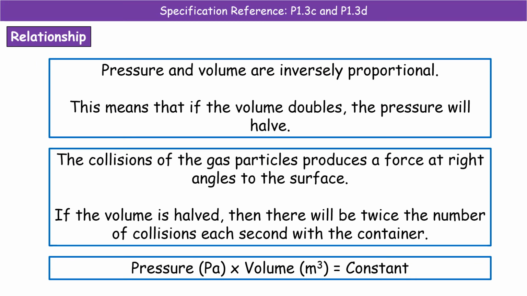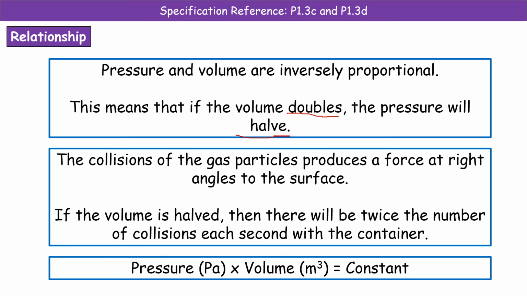We now need to consider another relationship for our pressure, which is pressure and volume. We have an inversely proportional relationship between pressure and volume. What that means is that if the volume doubles, then the pressure will halve. Please note, if we are seeing words like doubles, halves, etc. in the question, you need to use a similar term in your answer. So if you see volume doubles, pressure will halve. If the volume halves, the pressure would double.